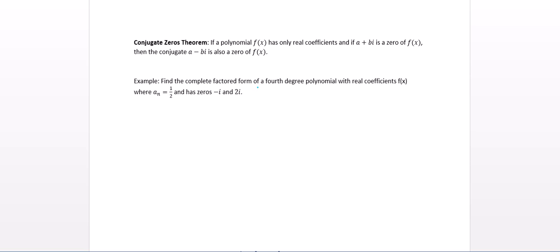So find the complete factored form of a fourth degree polynomial with real coefficients f of x, where the leading coefficient is 1/2. I have zeros of negative i, so I know x equals positive i must be a 0. And I have a 0 of 2i, so I know that x equals negative 2i, the conjugate, must be a 0. We turn these into factors to get x plus i times x minus i times x minus 2i times x plus 2i.